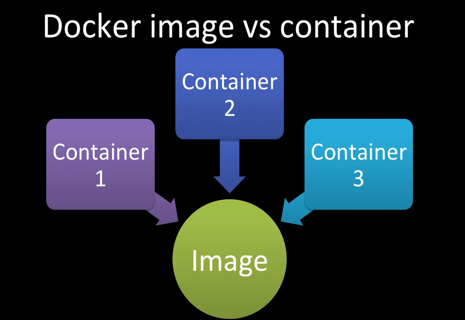For a container to exist, there must be some image. Then only you can have a container. But an image can exist as it is. Even if you don't create a container out of an image, you can still have an image.